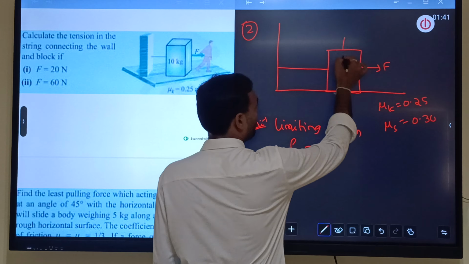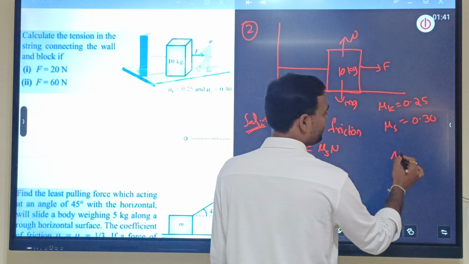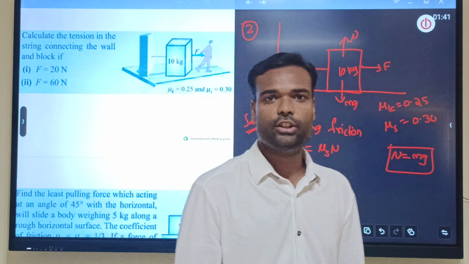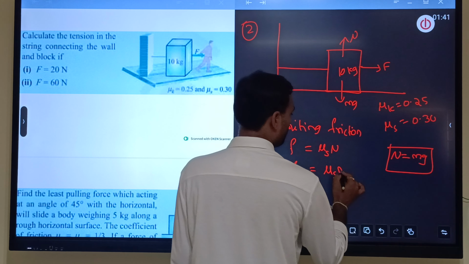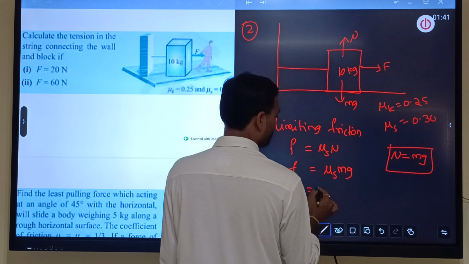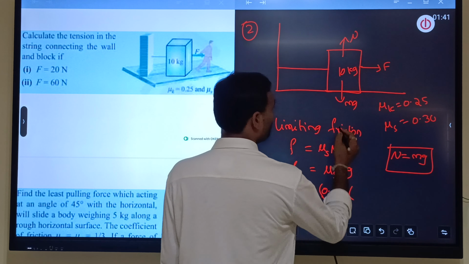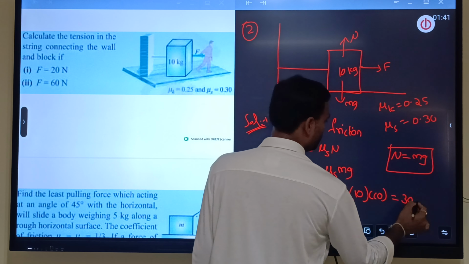Obviously N is acting in the upward direction, mg is acting in the downward direction. There is no acceleration in the vertical direction, so N is equal to mg, obviously. Then the limiting friction is mu s mg. The mu s value is 0.30, the m value is 10, and the g value is 10, which gives 30 newtons.